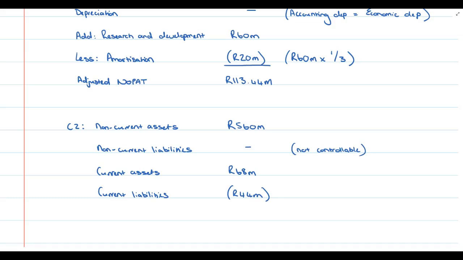Then, guys, we need to consider the adjustments that we made to net operating profit after tax. You'll remember we added back the research and development costs over here because we said those are going to be capitalized and expensed over the period that we expect to receive the benefit. So if we are going to be capitalizing the research and development cost and treating it as an asset, then we obviously need to include it in the calculation of capital employed.